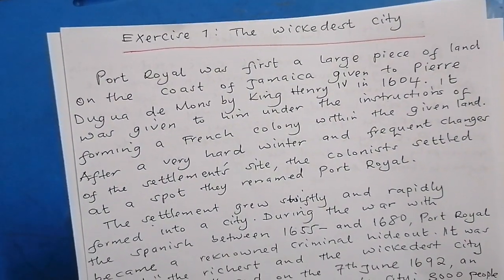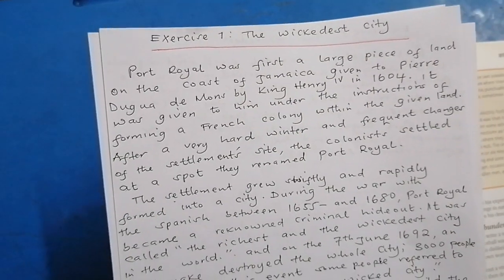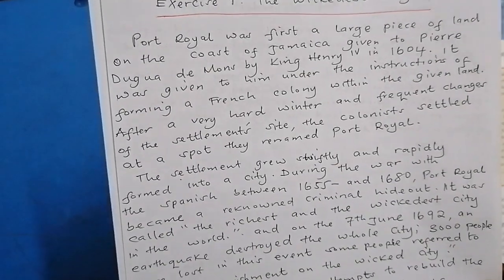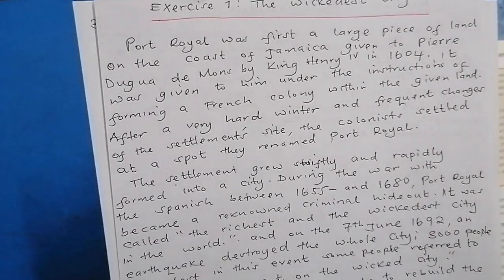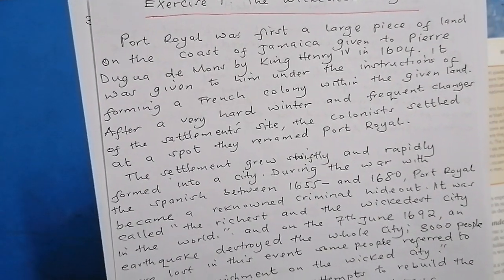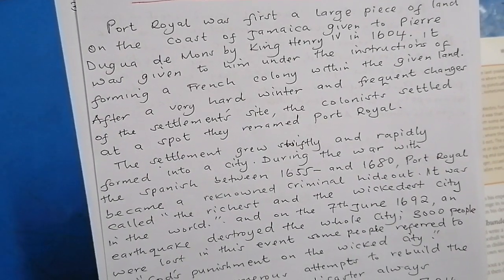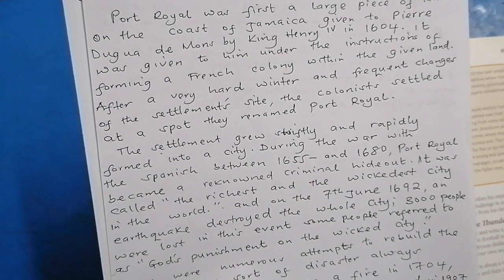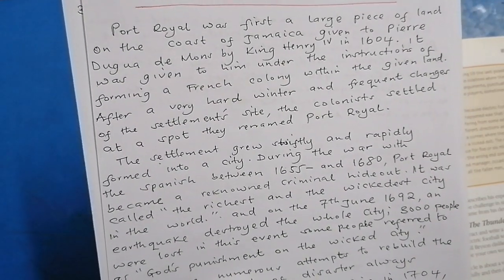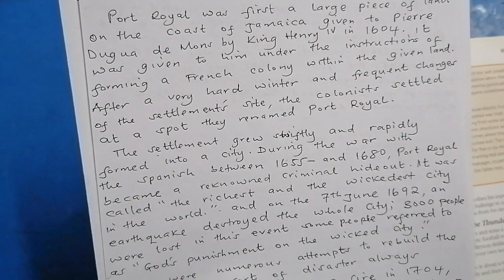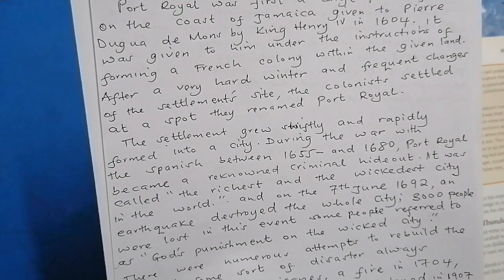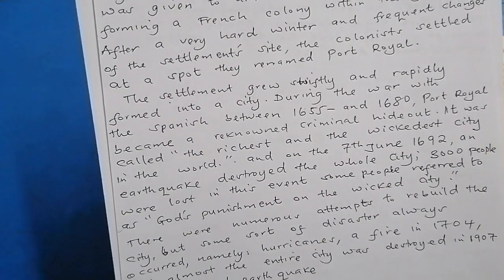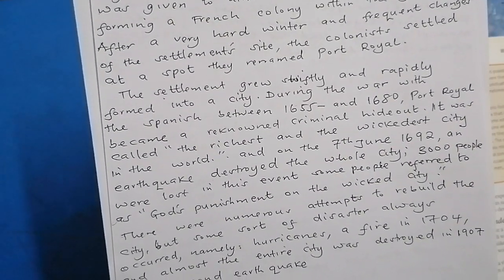Port Royal was first a large piece of land on the coast of Jamaica, given to Pierre de Guademons by King Henry IV in 1604. It was given to him under the instructions of forming a French colony with the given land. After a very hard winter and frequent changes of the settlement site, the colony settled at a spot they renamed Port Royal. The settlement grew swiftly and rapidly formed into a city.